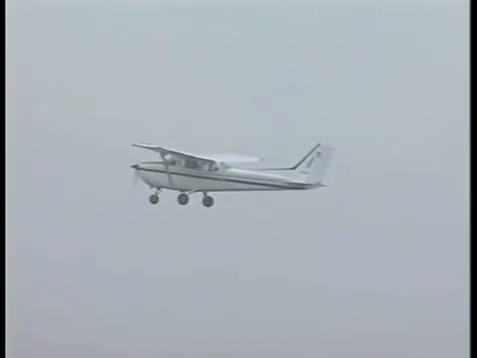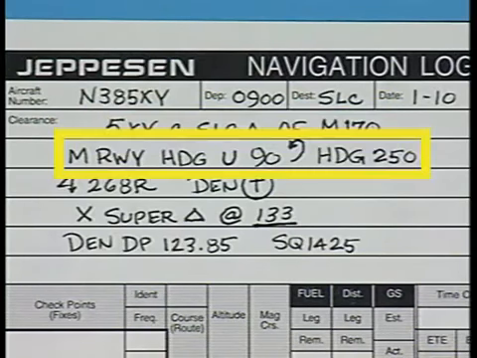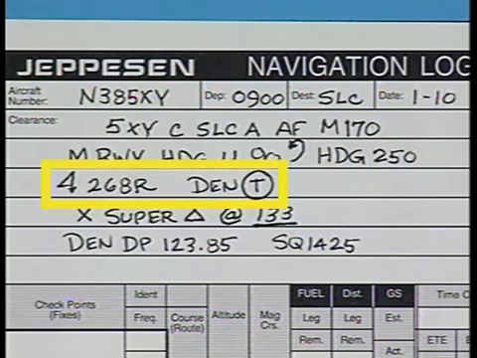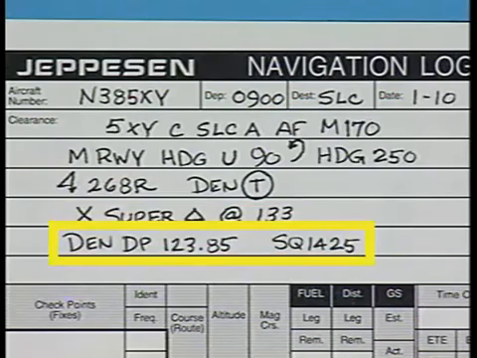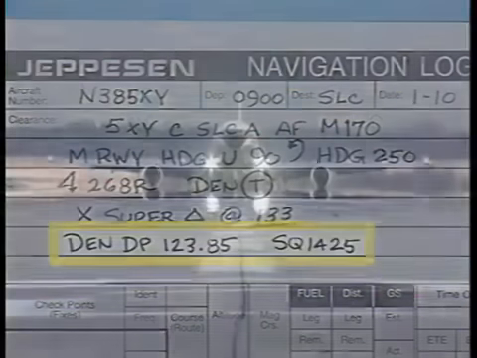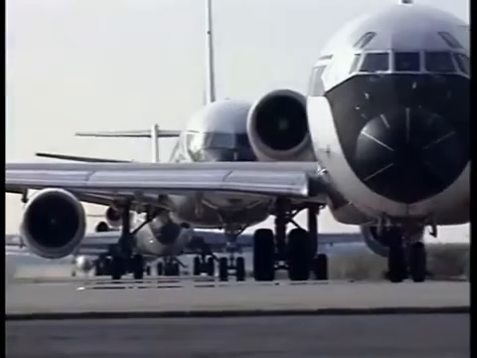Cessna 385 X-ray Yankee cleared to the Salt Lake City Airport as filed. Maintain 17,000. Maintain runway heading until reaching 9,000. Turn left heading 250. Intercept the 268-degree radial of Denver Vortac. Cross super intersection at or above 13,300. Denver departure will be 123.85. Squawk 1425.